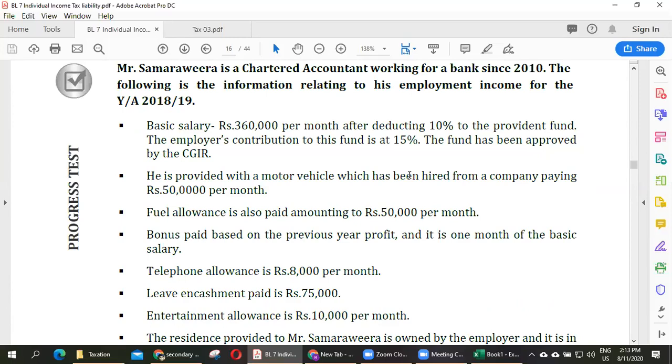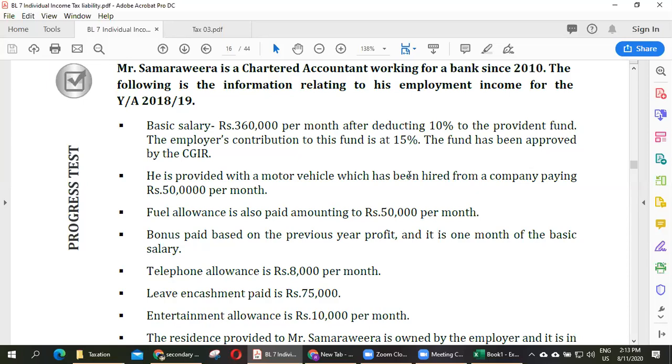Right. Example 2. Mr. Samaravira is a chartered accountant working for a bank since 2010. The following is the information relating to his employment income for the year of assessment 2018-19. The basic salary is 360,000 per month after deducting 10% to the provident fund. The employer contribution to this fund is 15%. The fund has been approved by the CGIR.